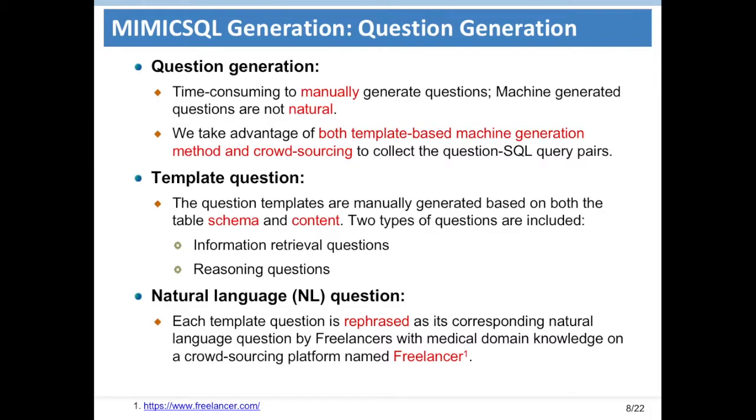So in this work, we mainly take the advantages of both machine generation and crowdsourcing to generate questions in 2 steps. In the first step, based on the table schema and content, we manually generated question templates. We mainly include 2 types of questions: information retrieval questions and reasoning questions. In the second step, each template question is rephrased as its corresponding natural language question on the crowdsourcing platform Freelancer.